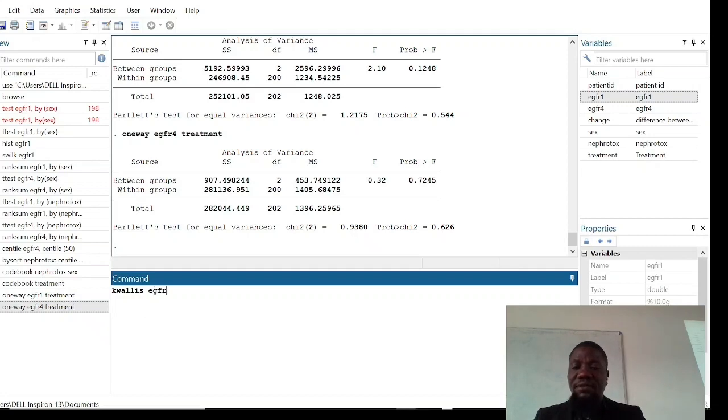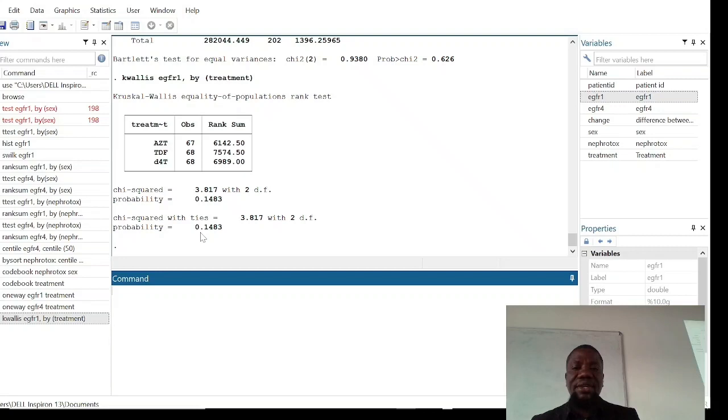You say eGFR1 by treatment. So what this is saying is, is there a statistically significant difference in the median eGFR at the beginning of treatment, at the beginning of the study, amongst those treated with the three drugs? Was there a significant difference in the median? The null hypothesis is that median 1 is equal to median 2, which is equal to median 3, and so on and so forth. So the median in stavudine was equal to the median in TDF, which was equal to the median in AZT.